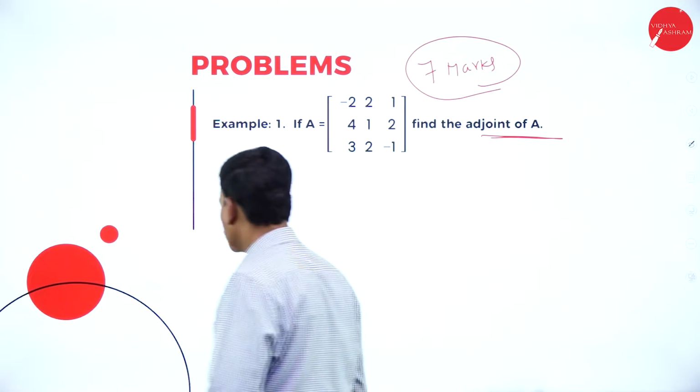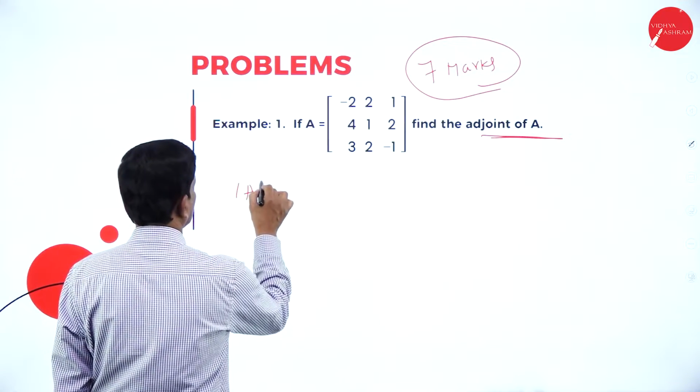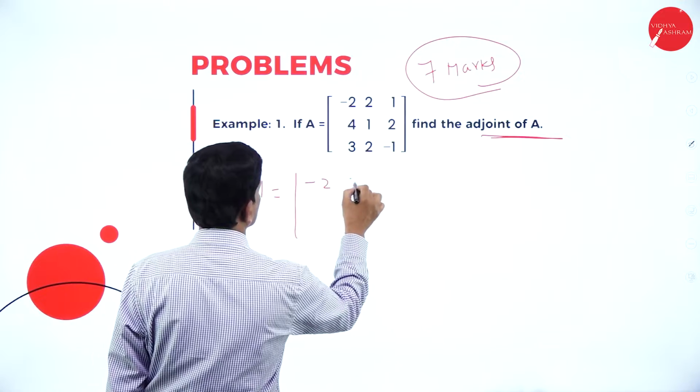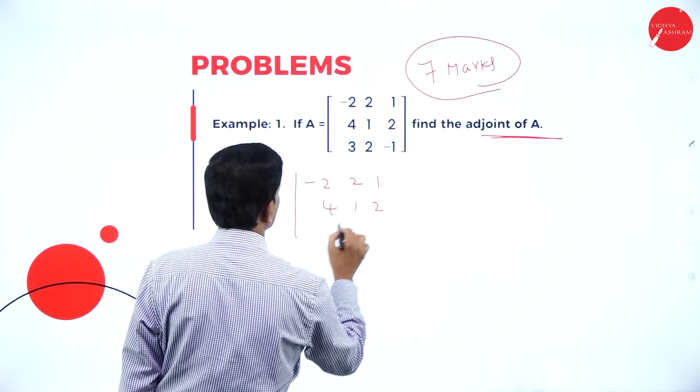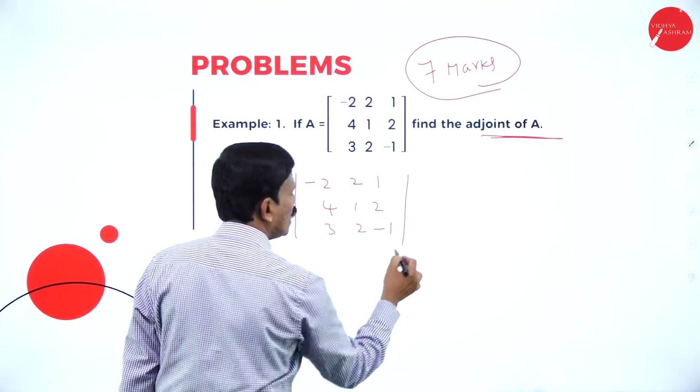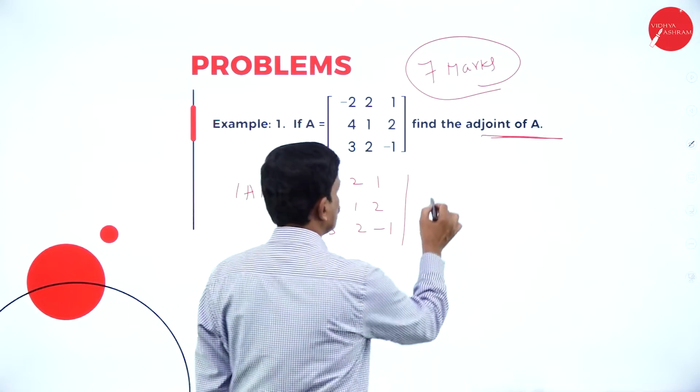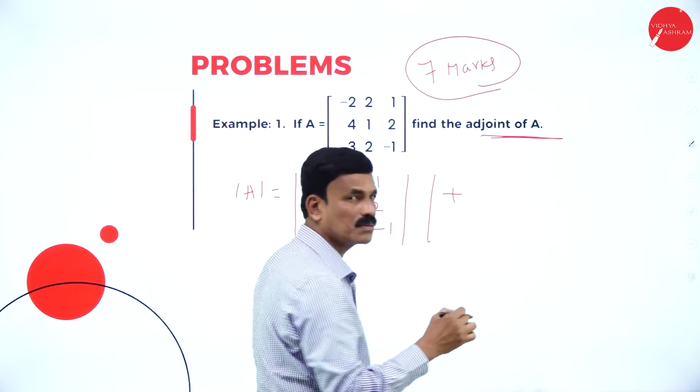Now just find the adjoint. The determinant of A is equal to the determinant of minus 2, 2, 1, 4, 1, 2, 3, 2, minus 1. And what are the signs for a 3 rows 3 columns matrix? It is alternately plus, minus and plus.